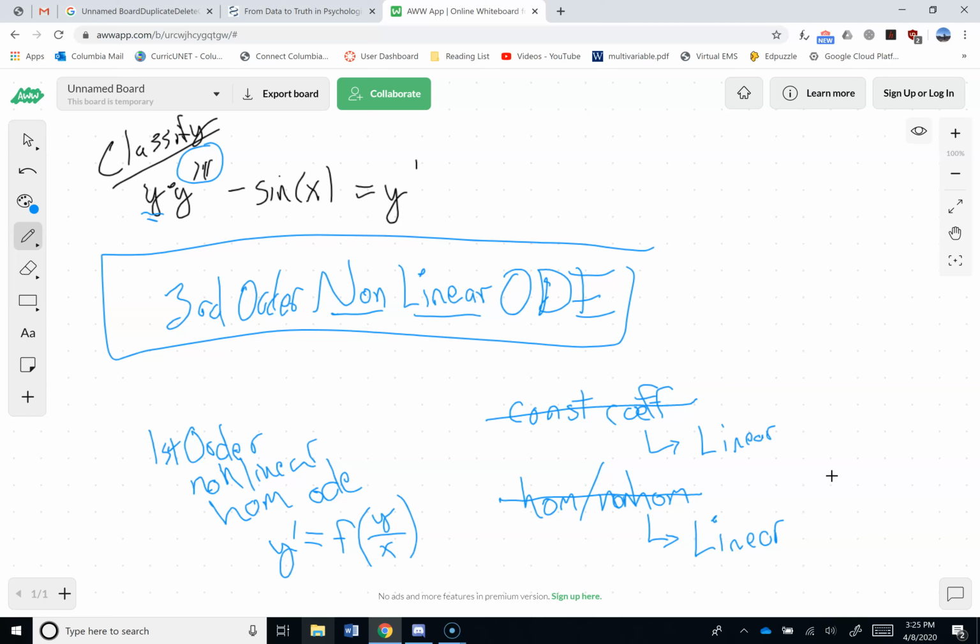The constant coefficients just means anything that isn't another y, right? So what that means very specifically is that if I have a linear equation, it is a number times y double prime plus a number times y prime plus a number times y equals maybe some function of x.